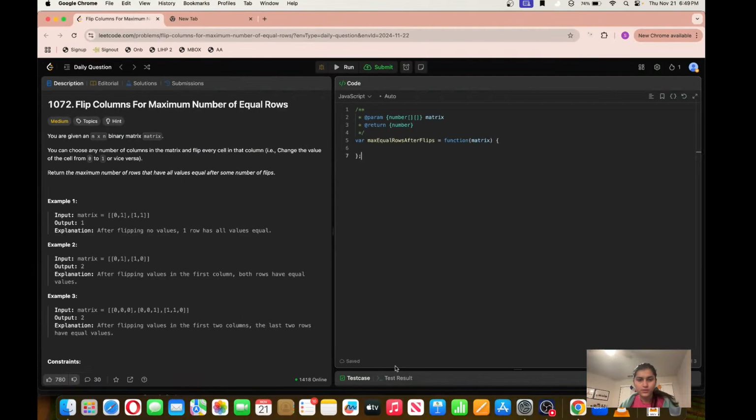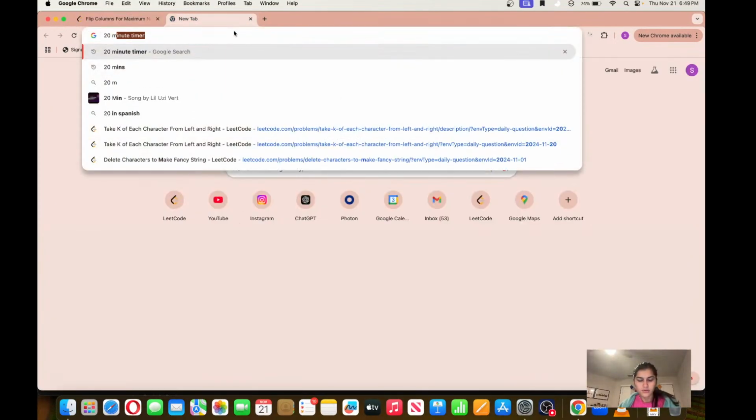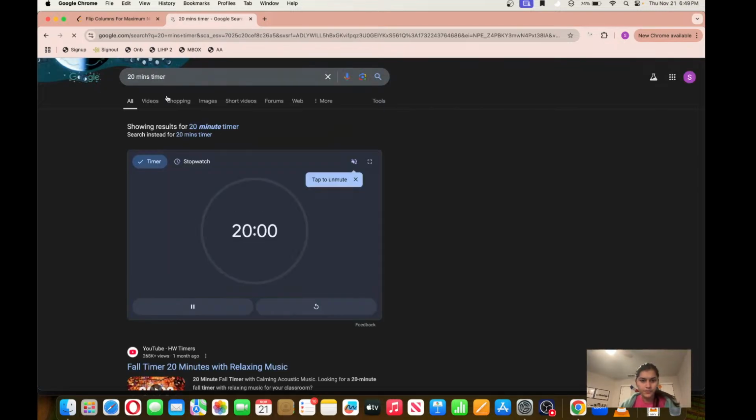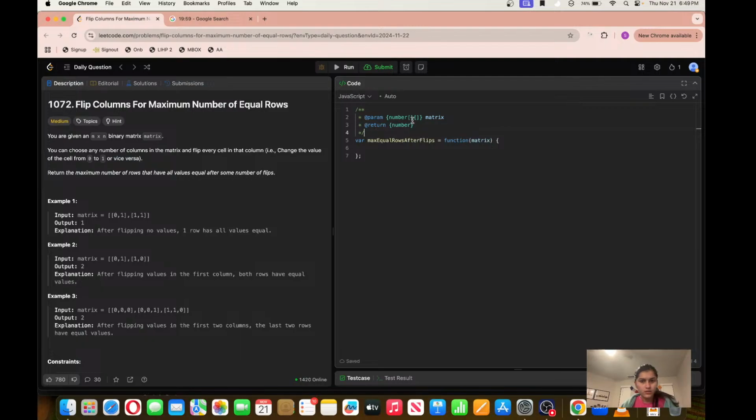Hi everyone, so let's do today's daily LeetCode challenge question and set a 20 minutes timer. Okay, so let's read the question. Flip columns for maximum number of equal rows.